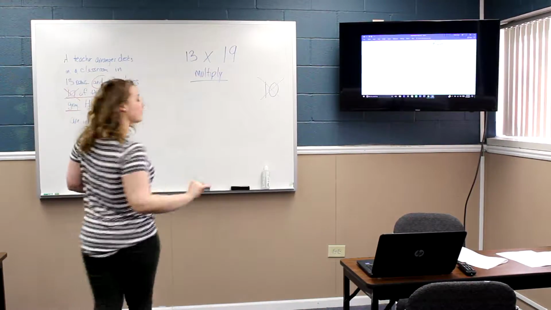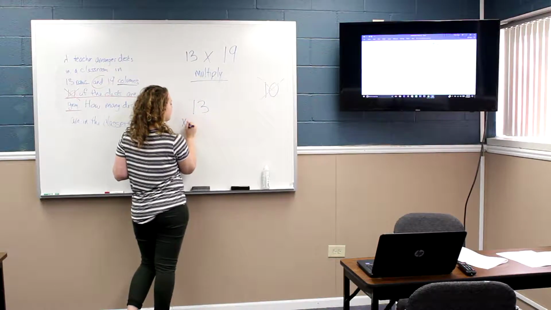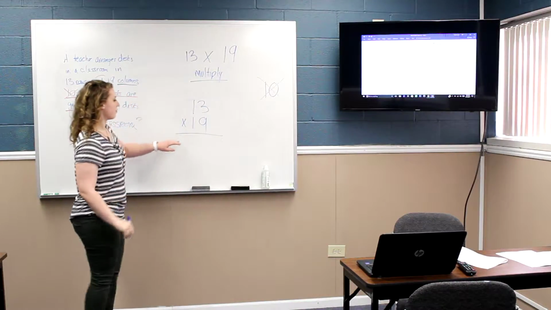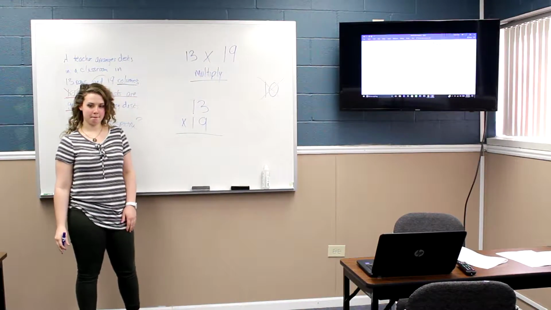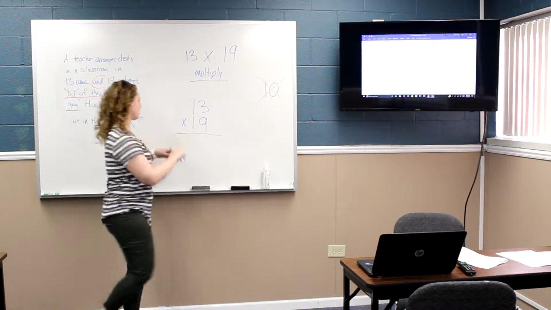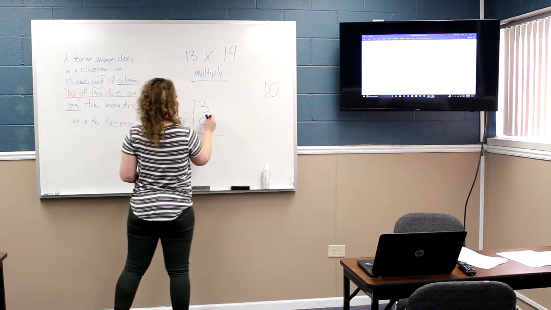All right, basic algorithm. So everyone write this in their notebooks. 13 times 19. Perfect. All right, where do we start? What digit are we starting with? The 9, right. We'll go ahead and circle that.